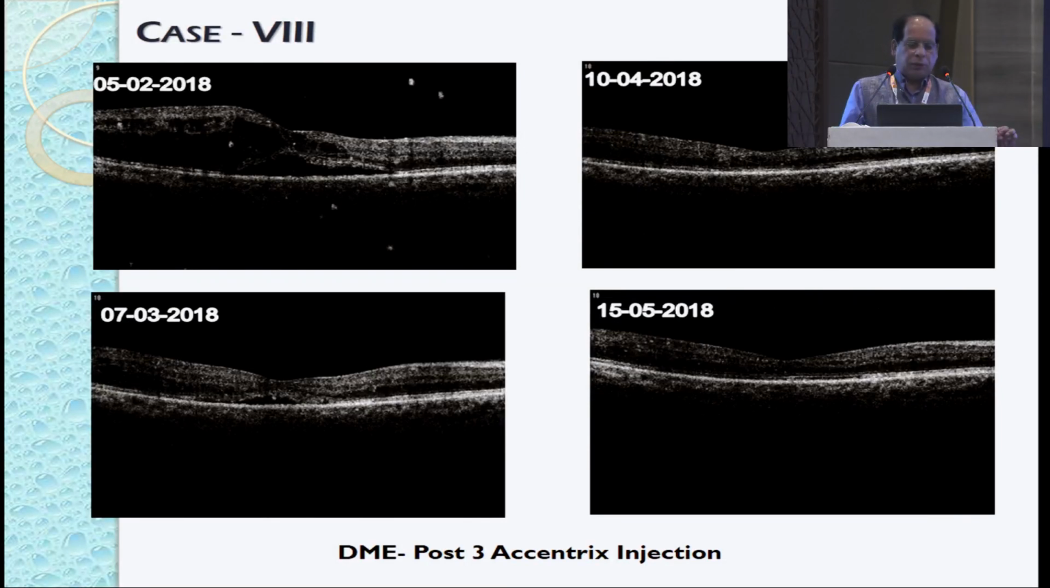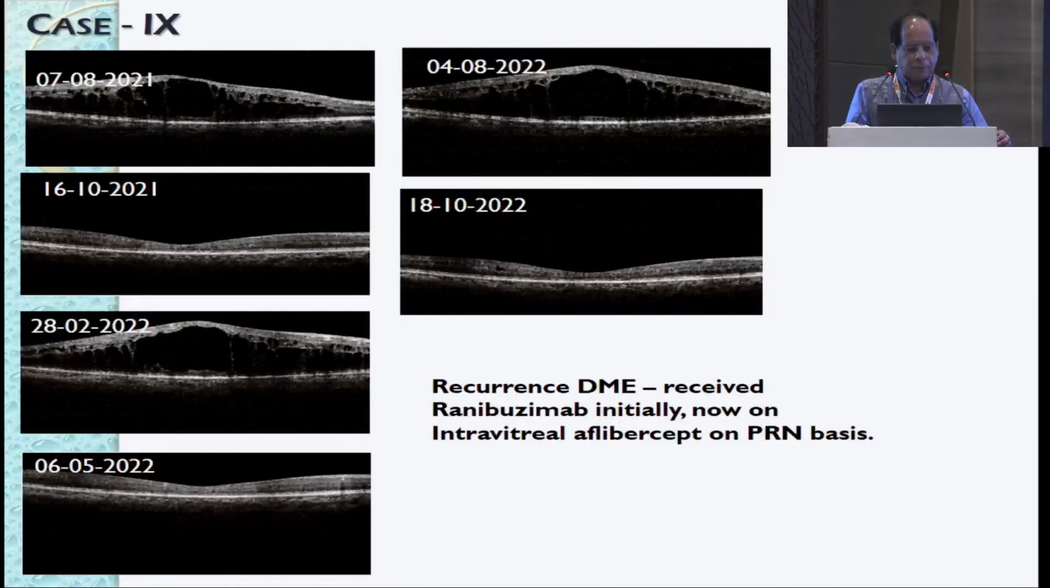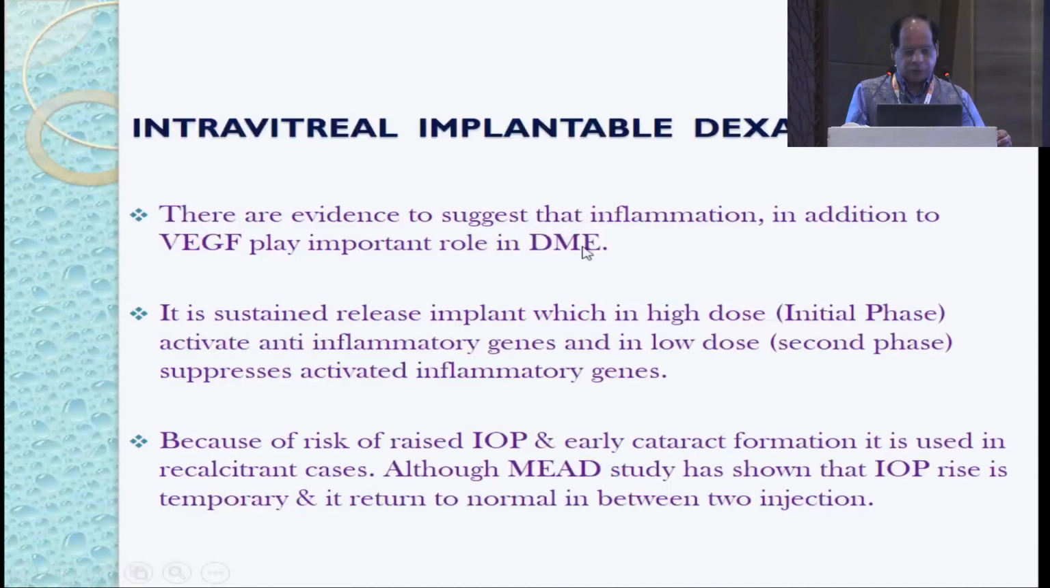Another patient having poor vision with cystic spaces has received 3 injections, the condition has improved and the patient is maintaining good vision. This is another patient with recurrent DME. He has received multiple ranibizumab initially. Now he is on intravitreal aflibercept on a PRN basis. You can see that in August there were cystic spaces. We have given an injection. He improved. Again it reappeared in February 22, and with another injection has improved again. Again in August 22 there was a recurrence of cystic spaces, macular edema, and we have given another injection.